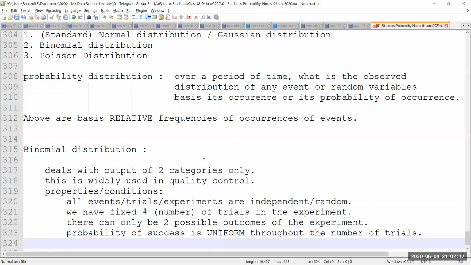Then there can be only two possible outcomes. In each and every experiment, I can have only two events: head or tail, yes or no, spam or not spam, good customer or bad customer. Should I give a loan or should I not give a loan? Should I increase the credit limit on the credit card or not? That's all. And then the probability of success is uniform throughout the number of trials. So there is nobody, ideally, who is affecting the probability of success.